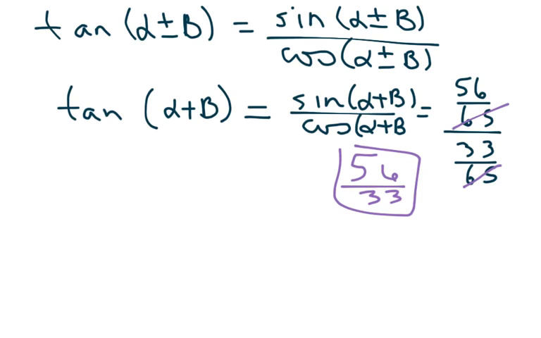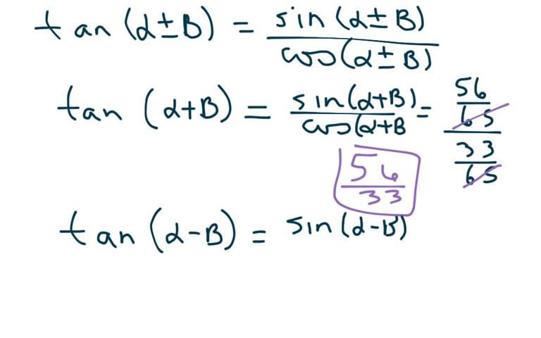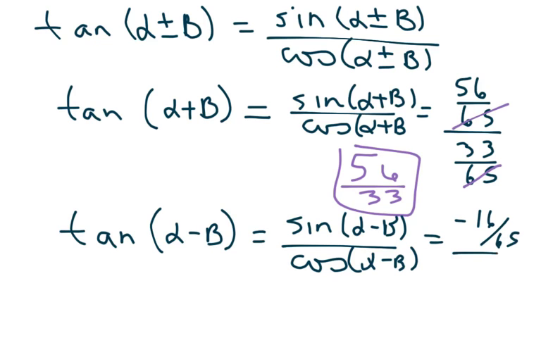And now we have to do the subtraction. The difference of alpha minus beta, that's going to be sine of alpha minus beta over cosine of alpha minus beta. You just write your two numbers down, which is negative 16 over 65 divided by negative 63 over 65. These two cancel, and two negatives make a positive when you're dividing. So my answer is going to be 16 over 63.